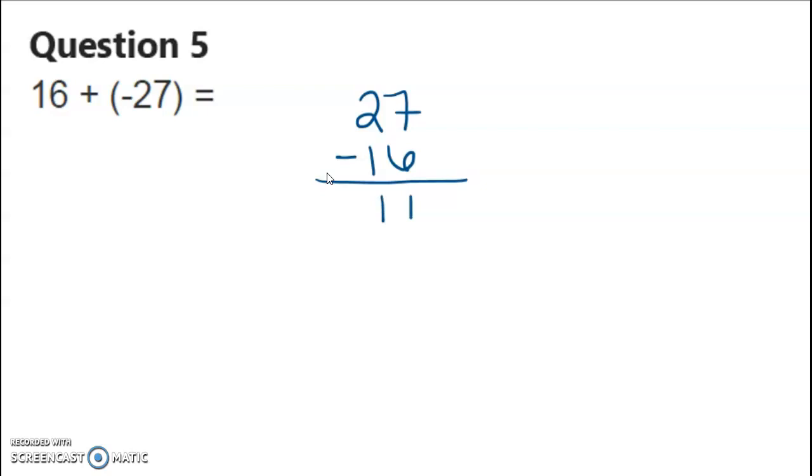But in order to determine if your final answer is positive 11 or negative 11, we have to look at these absolute values. 16 is 16 spaces away from 0. Negative 27 is 27 spaces away from 0. He's going to have a stronger pull. So this is going to be a negative 11.